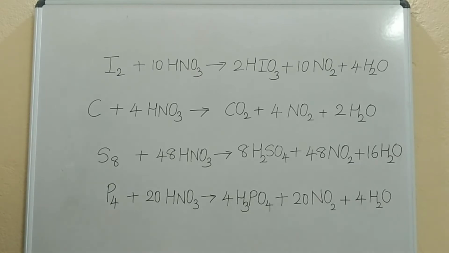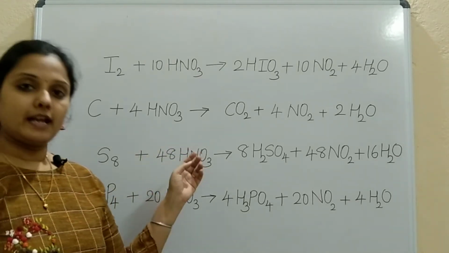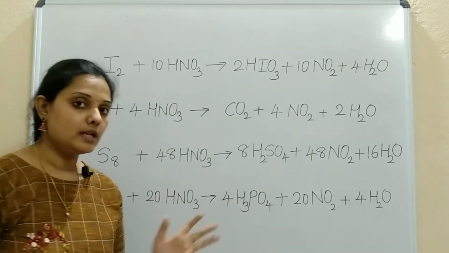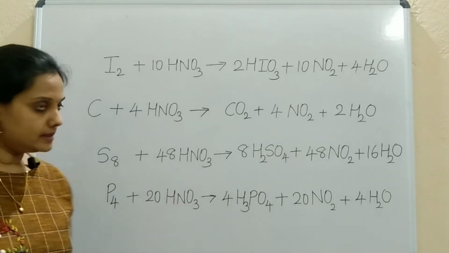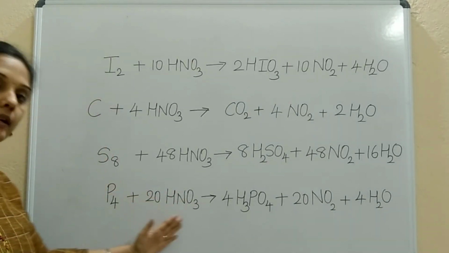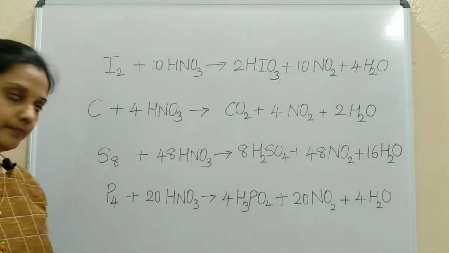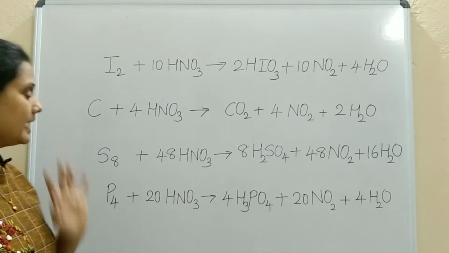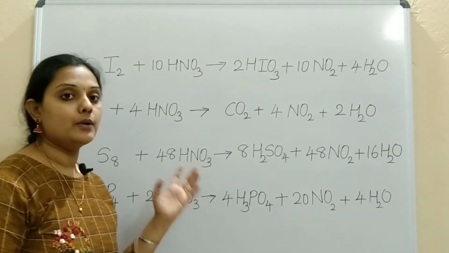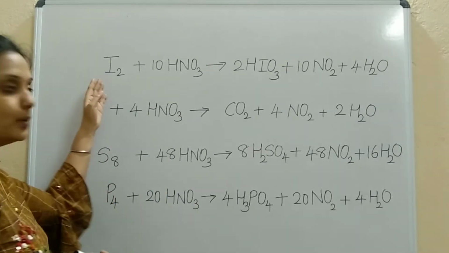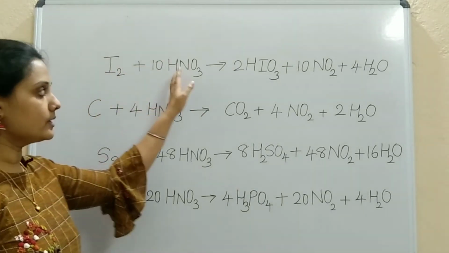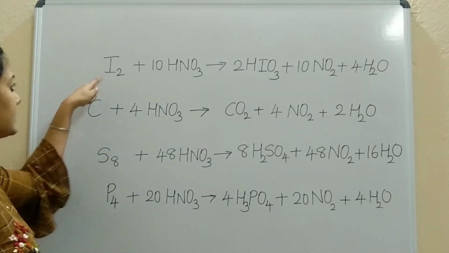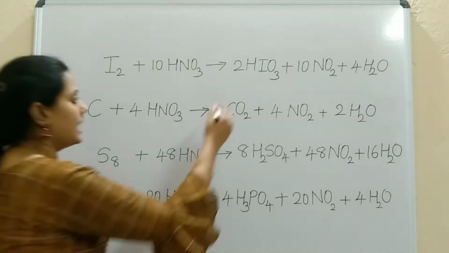So now let's check the reaction of nitric acid with non-metals. Correct? The previous reactions were nitric acid reacting with metals. Now let's check nitric acid reacting with non-metals. Iodine reacts with nitric acid and forms iodic acid. So I2 iodine is oxidized because HNO3 is a strong oxidizing agent. So iodine is oxidized to iodic acid.